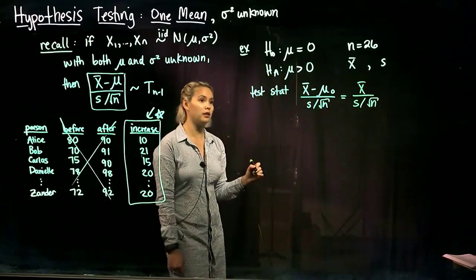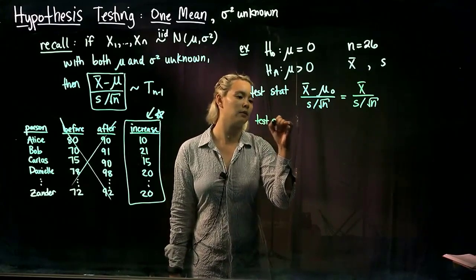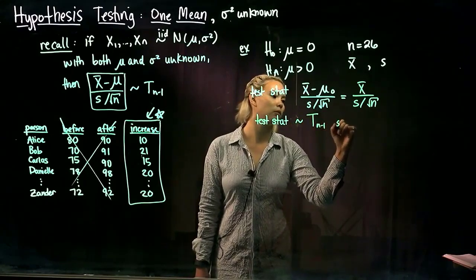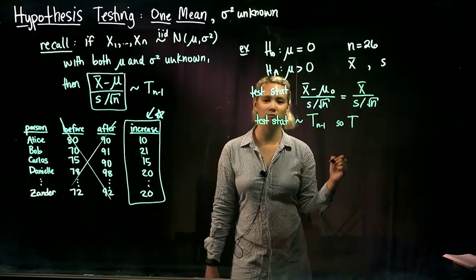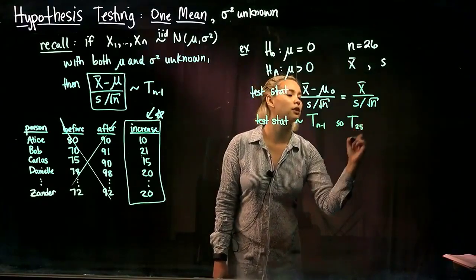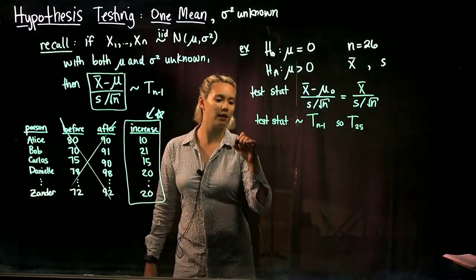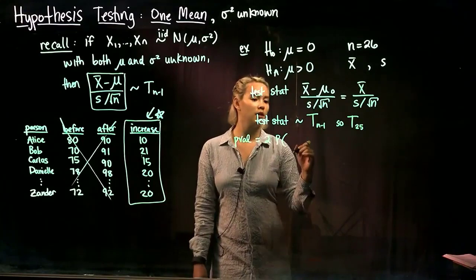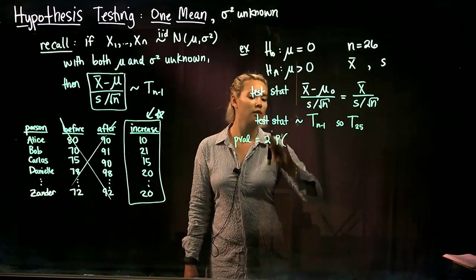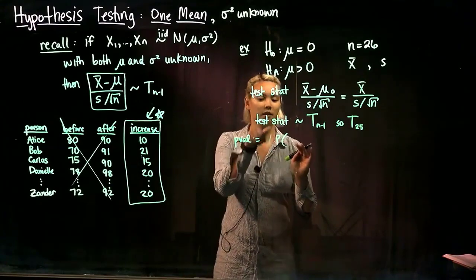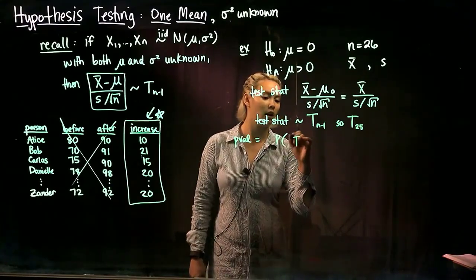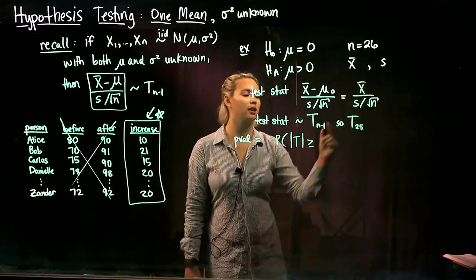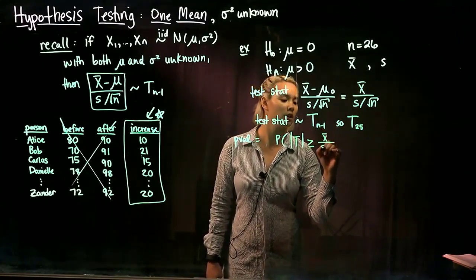We could plug in those values, and we know that our test statistic follows a t-distribution with n minus 1 degrees of freedom. Since we had 26 students here, we have 25 degrees of freedom. Then our p-value would be the probability of seeing a test statistic greater than or equal to our particular test statistic, x bar over s over root n.